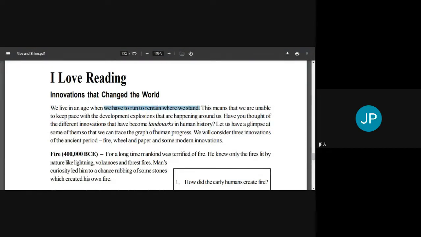And if you go back to human history, if you look at these landmarks in human history, landmark means important point. So one important point in human history is the discovery of fire. Here it is already mentioned that we have three innovations of the ancient period: fire, wheel, and paper, and also some modern innovations. Fire was one of the earliest of the innovations, and it was discovered 4 lakh years ago. Fire was always there, and finding something that already exists is called a discovery. Something which is newly created is called an invention.